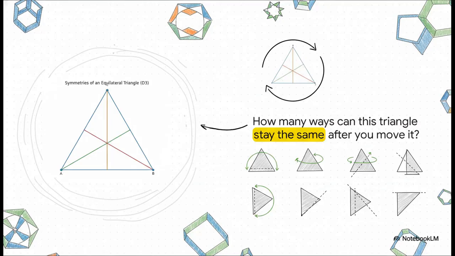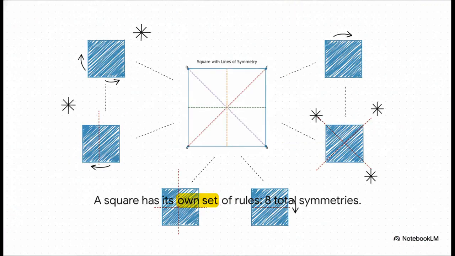Okay, so take a look at this equilateral triangle. Now, if you were to close your eyes and I rotated it by 120 degrees, when you open them, it would look exactly the same. That's one of its symmetries. Or I could flip it over an axis, and again, you wouldn't know I did anything. It turns out there are exactly 6 of these moves, 3 rotations and 3 flips, that leave this triangle looking untouched. But here's where it gets cool.